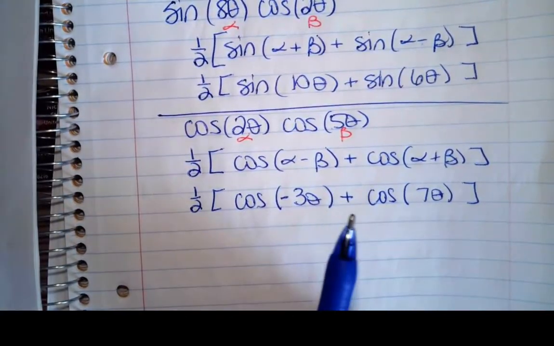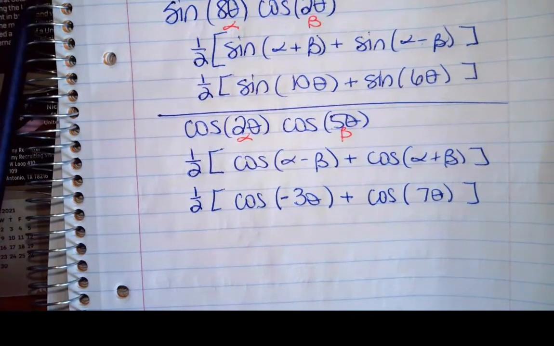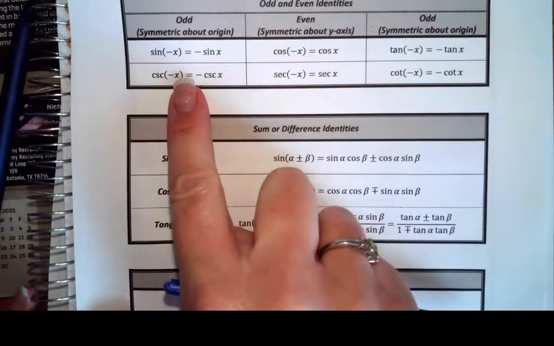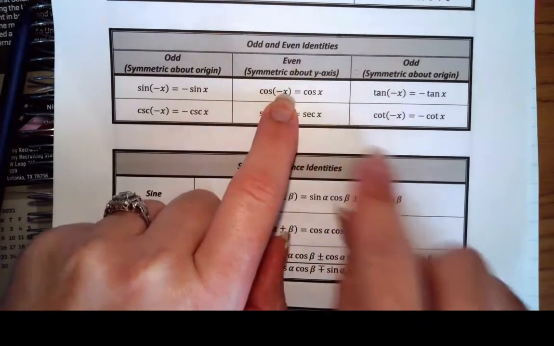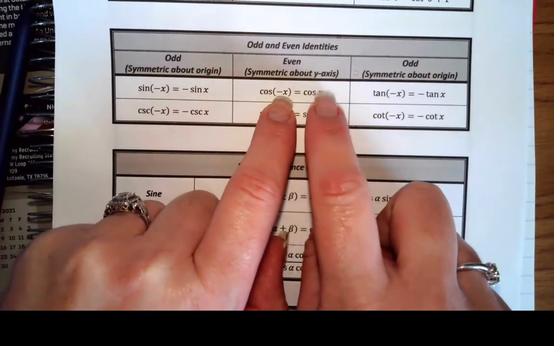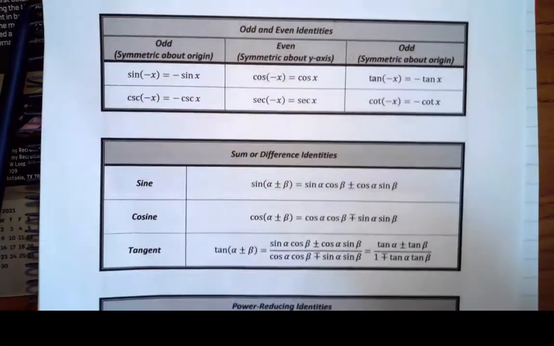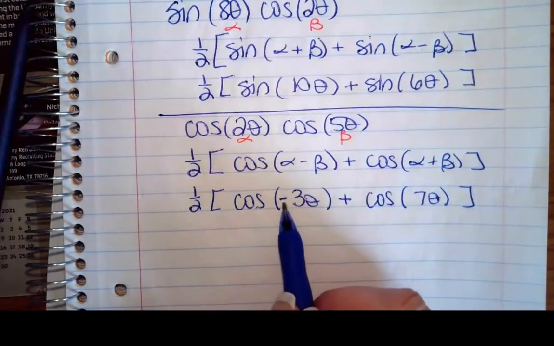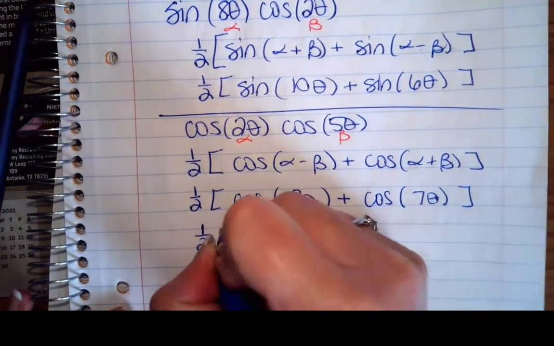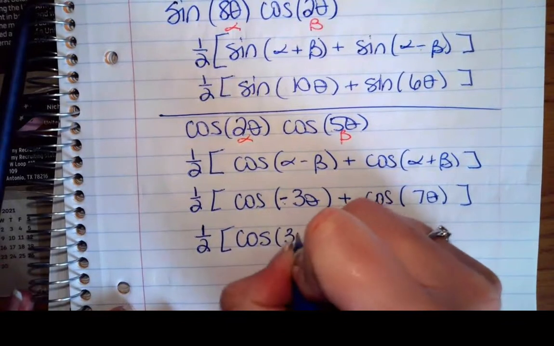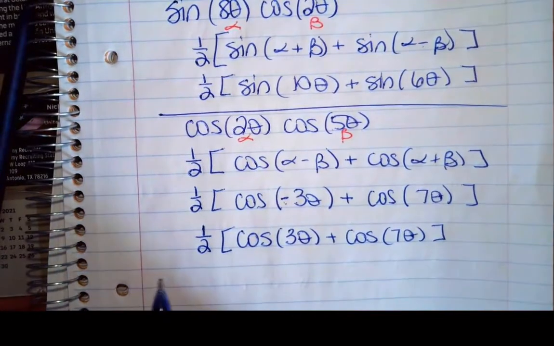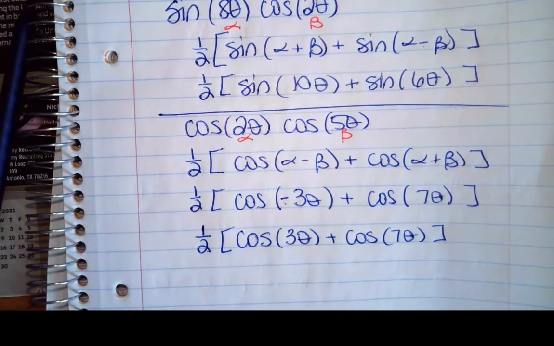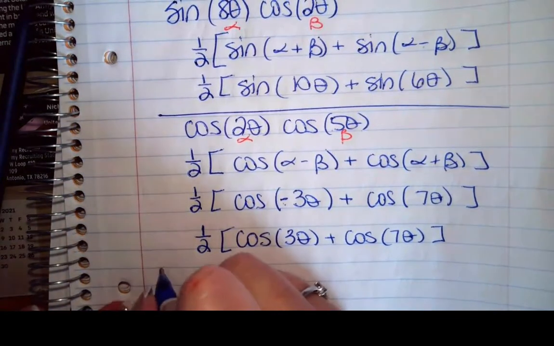Your argument just went negative, and you know how to handle a negative argument because you learned all about even and odd functions. So when I'm looking at this, cosine is an even function, which means it doesn't matter if my angle measure is positive or negative, it will spit out the same ratio. So I can actually ignore that negative. My final answer is going to be the cosine of 3 theta plus the cosine of 7 theta with a 1/2 out front. Okay, so now let's do one more.